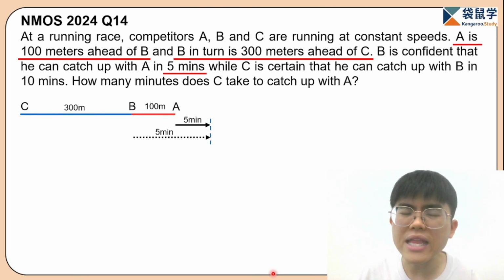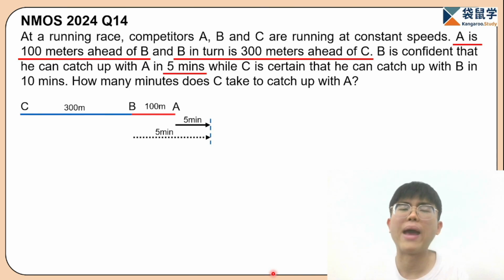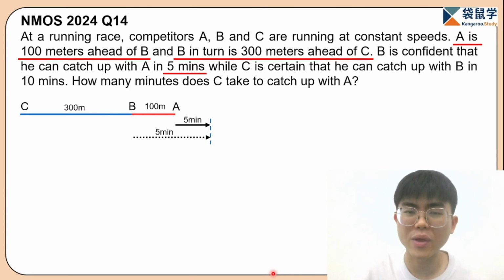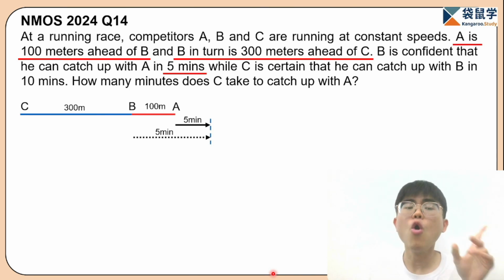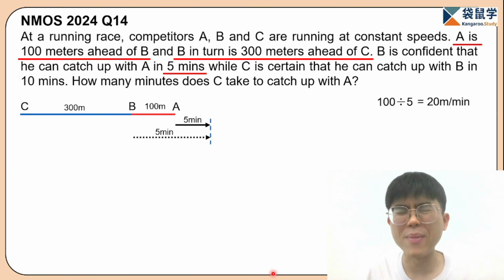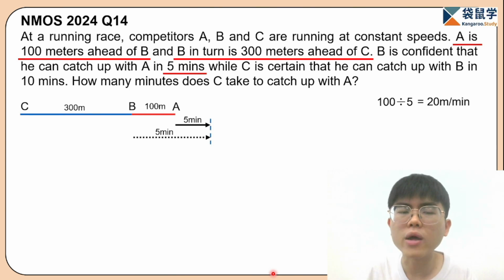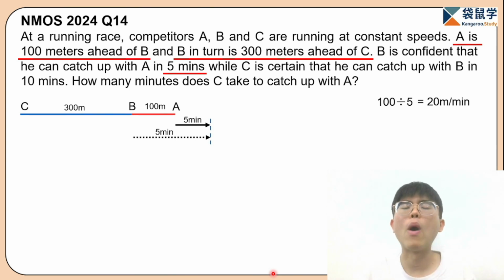Now everyone, but do we know how many more meters B will have to travel as compared to A in 1 minute? How do we want to calculate it? We just have to use 100 divided by 5, which is 20 meters per minute. We say that B will travel 20 meters more than A in 1 minute.